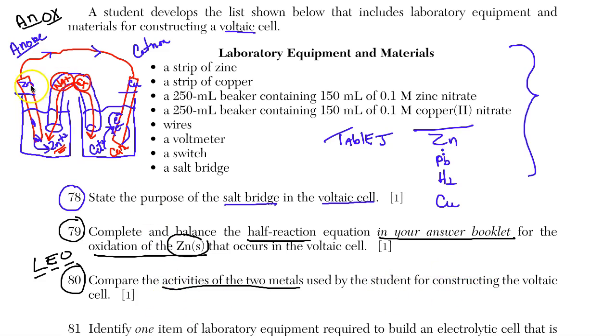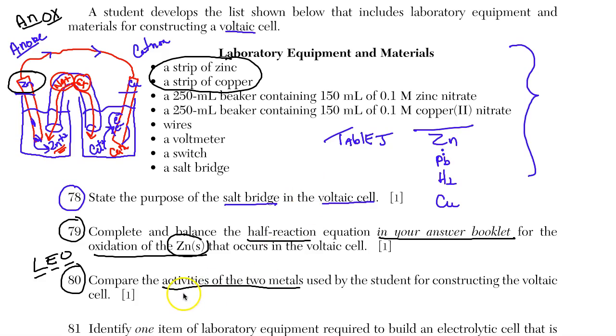As I talked about in number 78, for zinc and copper to work, they have two different abilities to lose electrons. The one that is better at losing electrons — losing electrons is oxidation, and that's where the anode is. So we always start a voltaic cell problem by looking at the two electrodes and seeing which one is better at oxidizing.